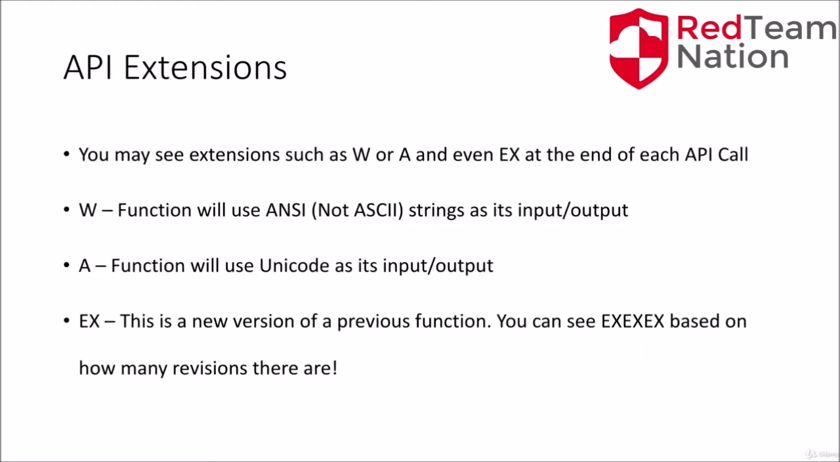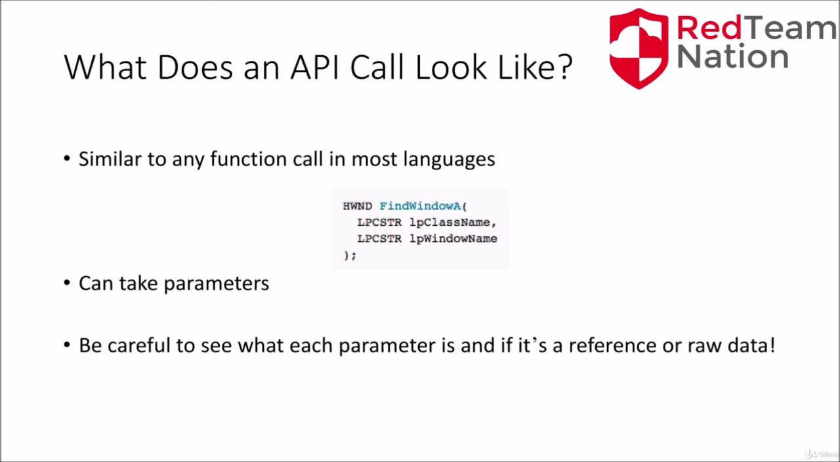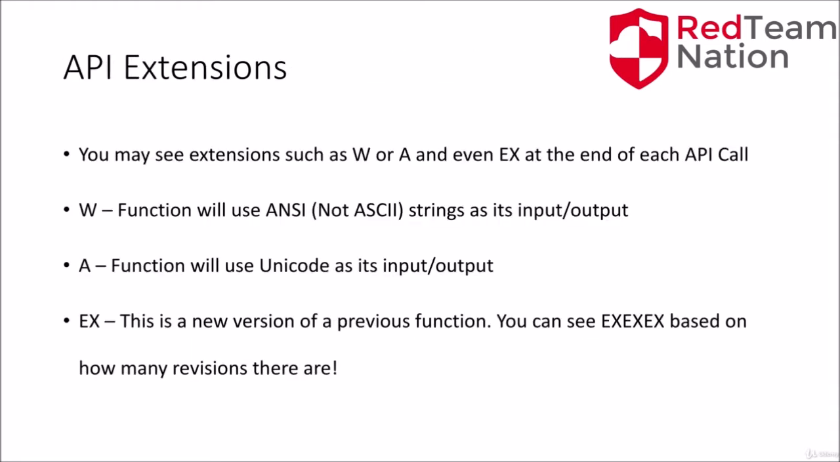So for API extensions, such as the one we just saw over here for FindWindowA, you'll see stuff with W, A, and even EX, or multiple versions of EX, such as EX, EX, EX, at the end of some API calls. Now, when there's a W at the end, it will use ANSI, which is not to be confused with ASCII characters, but it'll use ANSI strings as its input and output for some of its parameters. When you have an A at the end, similar to this FindWindow, you'll be using Unicode for its input and output. Now, this is important to understand the difference between the two, and that'll change how you pass the information, so just keep that in mind.